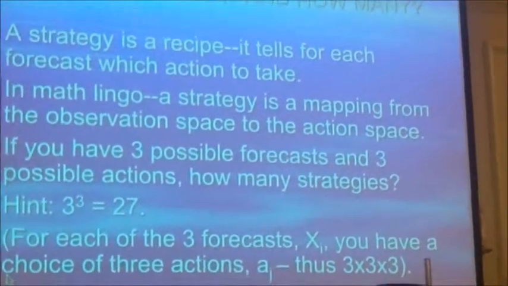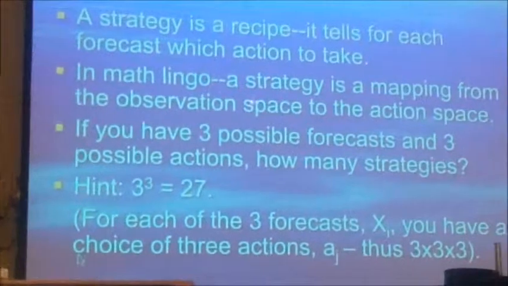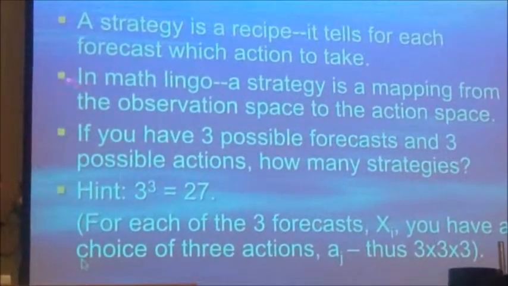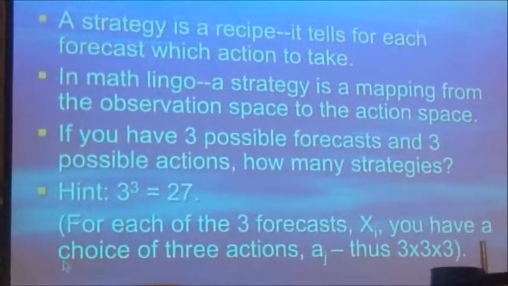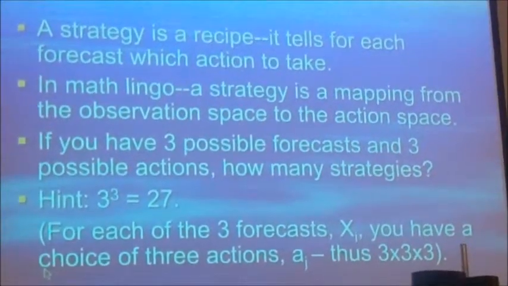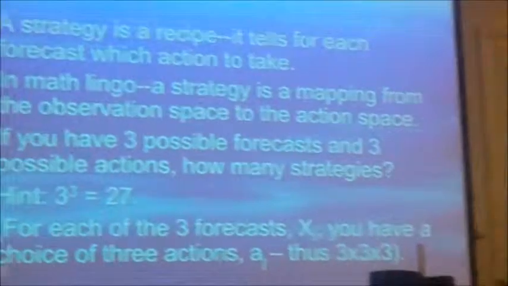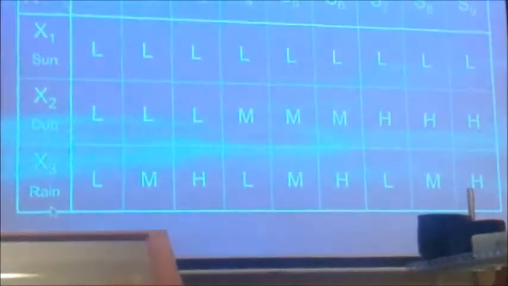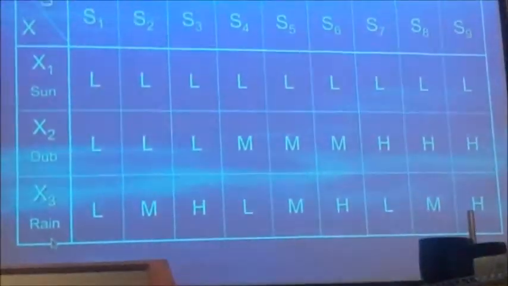So three observation possibilities, 3 actions. The number of possible strategies is 3 times 3 times 3, 3 to the third, or 27. All right, so let's list them out. In this case, you can list out all 27.